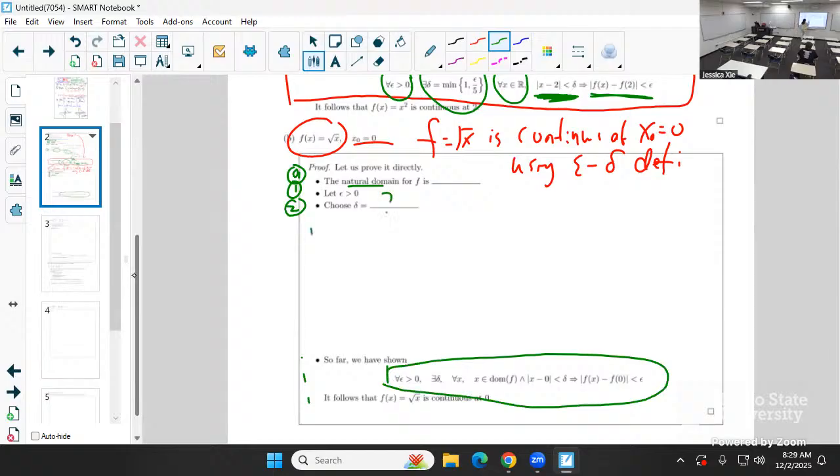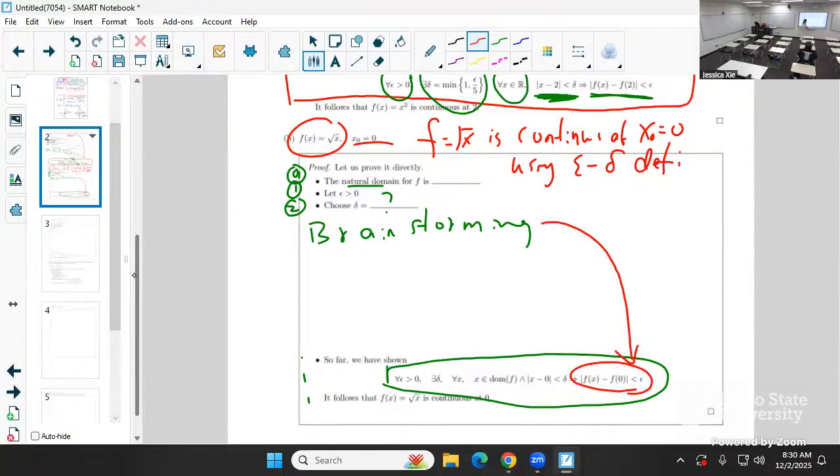To choose the delta, we have to do some brainstorming before proof writing. Okay, the brainstorming part comes from here. How to do the brainstorming? That's the key point. The goal is to show |f of x minus f of 0| is less than epsilon. From here, we try to solve for delta. Remember, to find capital N, we start from the inequality and solve for capital N. Same thing here, we start from this final inequality and try to solve for delta.